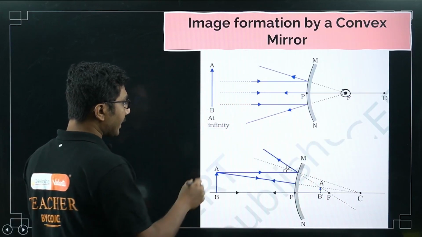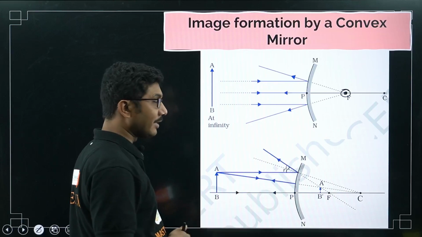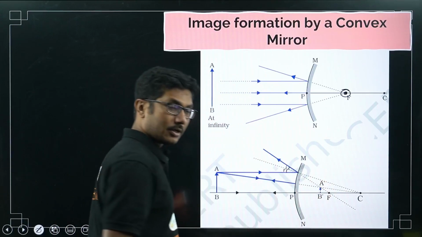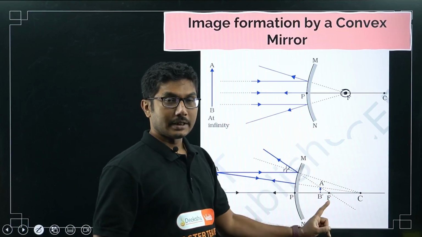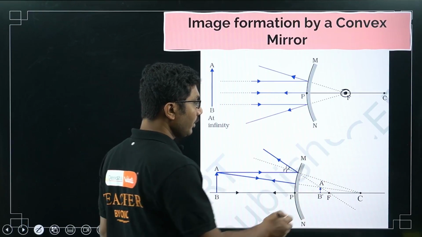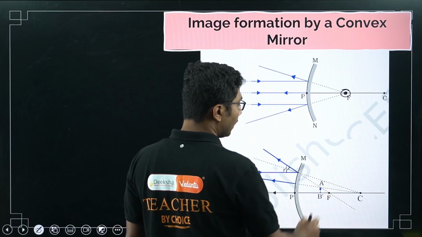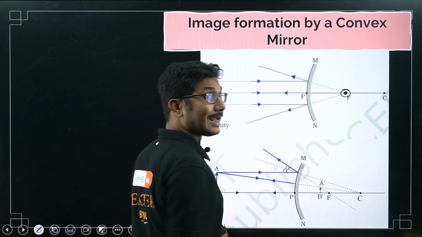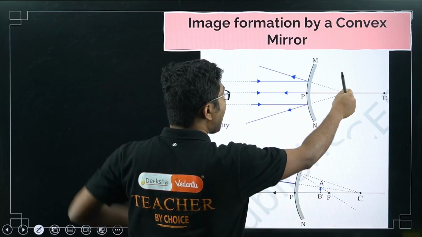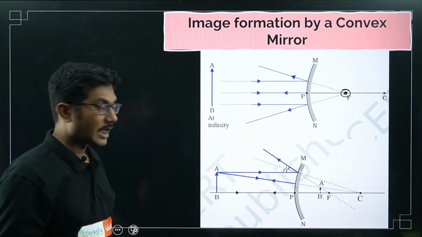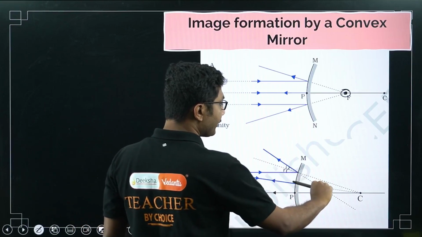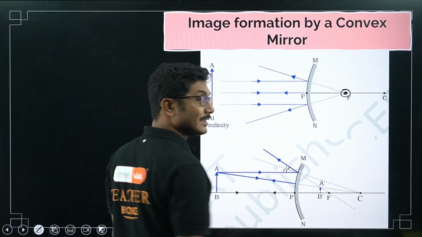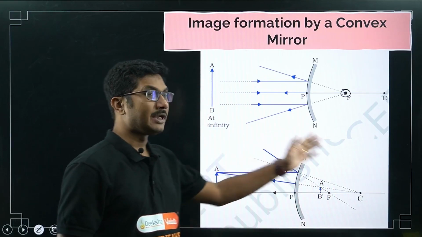For any other object located anywhere on the axis, the image will be upright. Obviously you can see it is in this direction, upright, and it will be diminished. In this case the image will be highly diminished. As you can see, the object is this big and the image is very small, so the image is highly diminished. But for any other object, the image will be diminished, upright, and virtual. Why virtual? Because it is formed behind the mirror.